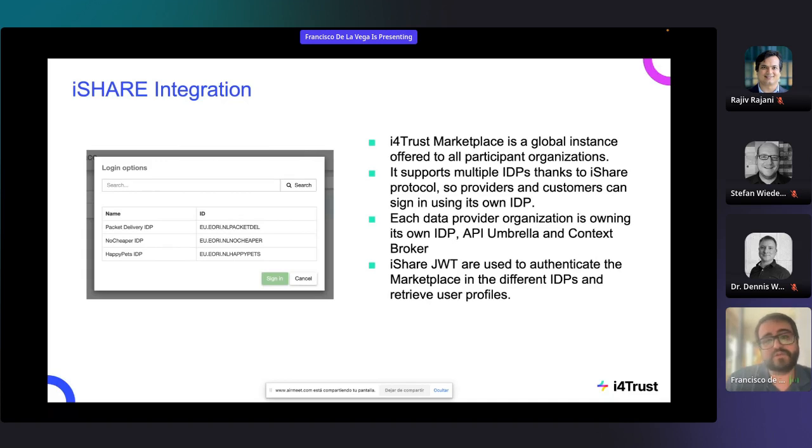With this approach, it is also possible that you, as a participant in the data space, have your own context broker, your own identity provider and your own security framework. Your data is in your organization, but you can sell your data or whatever service you have in your organization through this marketplace, even if you are not the owner of the marketplace. Okay.